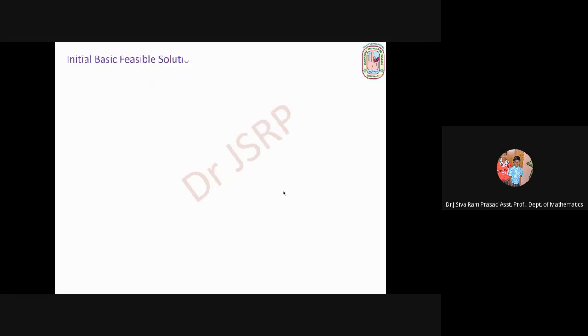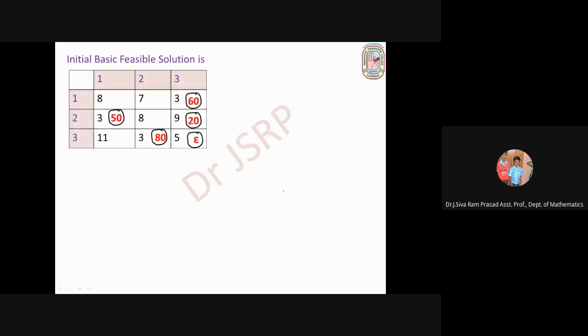In a separate table, the initial basic feasible solution is written. You need not write the last column, that is the available amounts, and the last row, that is the required amounts. Leave those two and just take the solution. So this is the initial basic feasible solution by the least cost method.